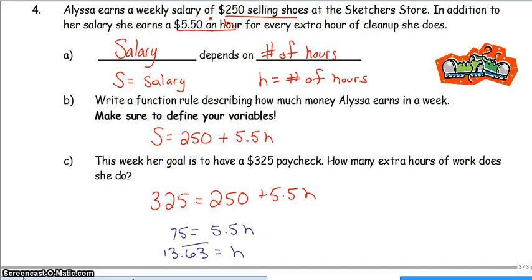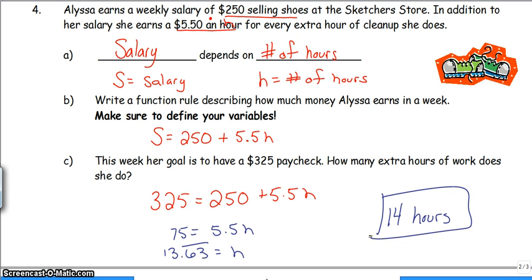So we have to keep in mind, if she works 13 hours, she's not going to make this much because it's more than 13. So we might want to answer this question saying 14 hours. 13 hours would not be enough. She would not make $325. She'd make less than that. At 14, she'd make a little bit more than that.